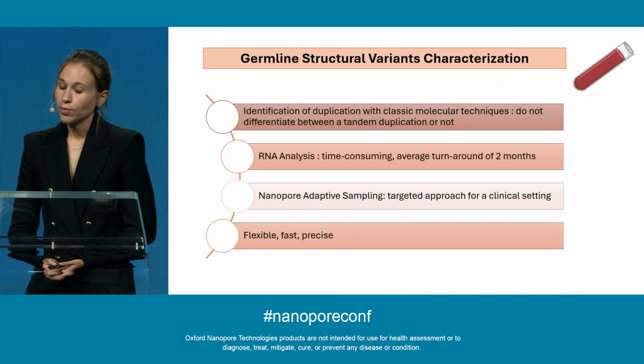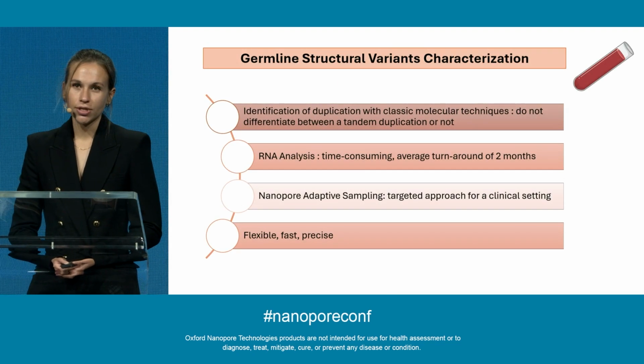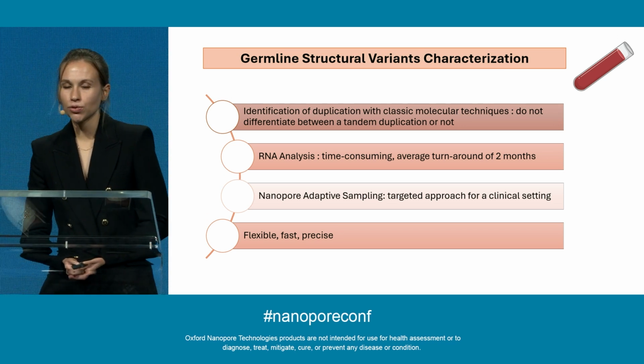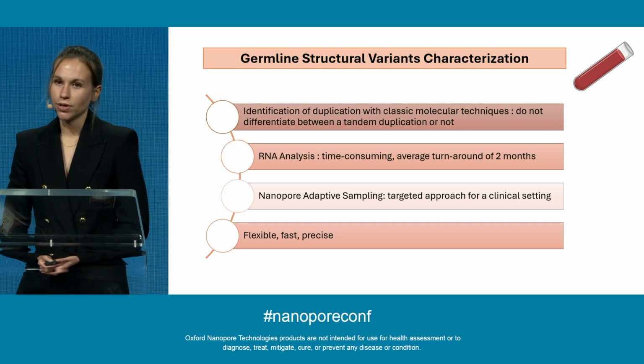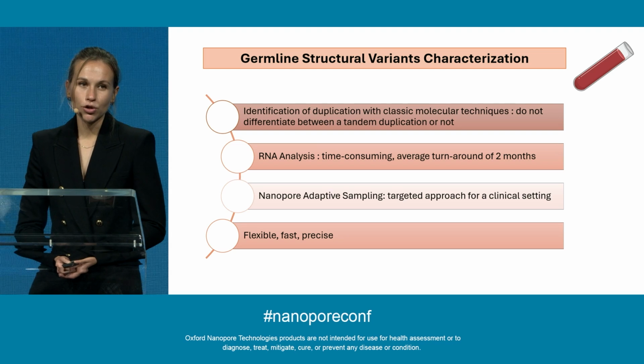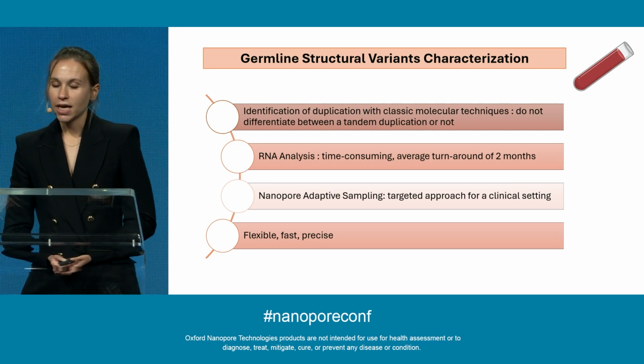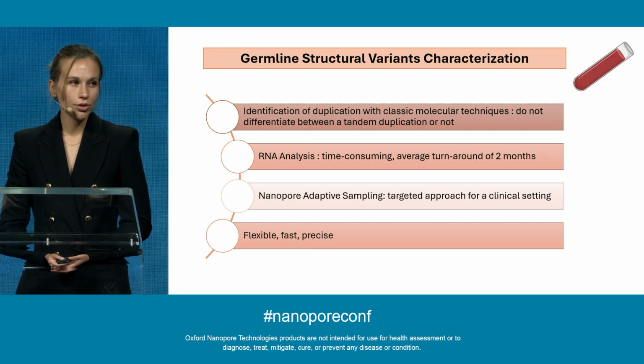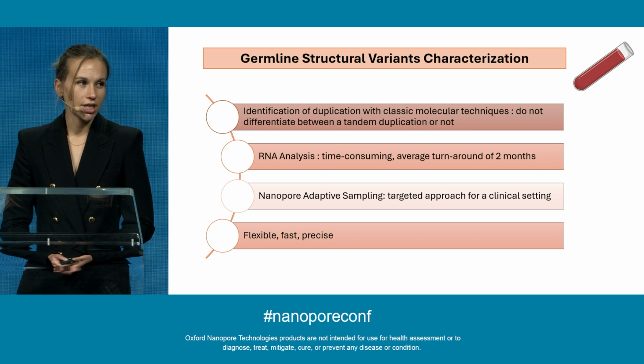So from our experience in the germline structural variant characterization, nanopore sequencing is really a fast and efficient tool to characterize complex variants that can be missed with the conventional short-read techniques. And this is performed within a really reduced time frame, which is compatible with clinical decisions.